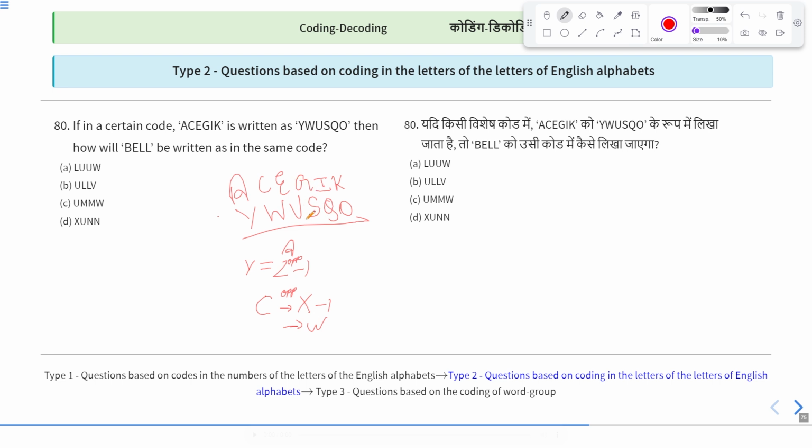E's opposite is V, V minus 1 is U. G's opposite is T, T minus 1 is S. I's opposite is R, R minus 1 is Q. K's opposite is P, P minus 1 is O.